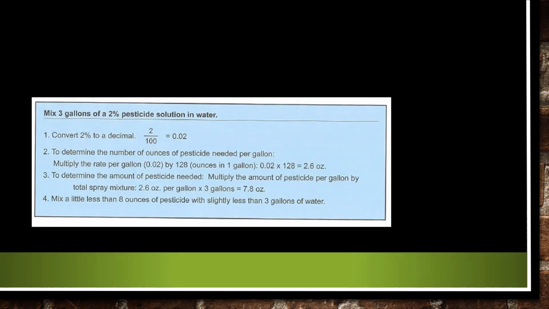rate per gallon, 0.02, by 128, because there's 128 ounces in a gallon. So 0.02 times 128, we need 2.6 ounces. To determine the amount of pesticide needed, multiply the amount of pesticide per gallon by the total spray mixture, 2.6 times 3 gallons, 7.8. Mix a little less than 8 ounces of pesticide with slightly less than 3 gallons of water.